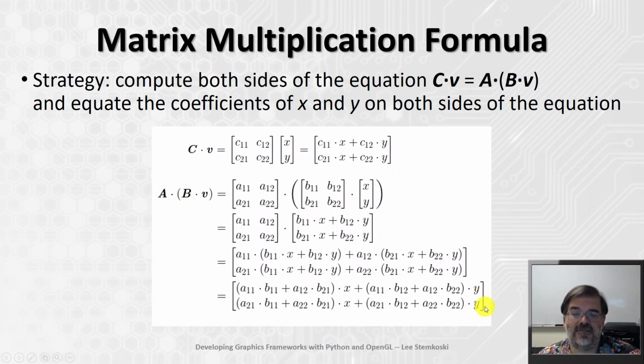But at the end, you have basically the same format. The first component is something times x plus something times y. The second component is also something times x plus something times y. So the coefficients of x and y in the first component have to correspond to these values of the matrix C. And the coefficients of x and y in the second component down here must correspond to these coefficients.